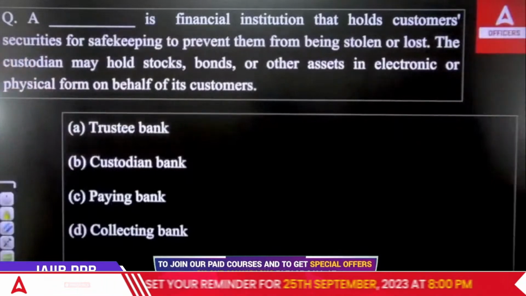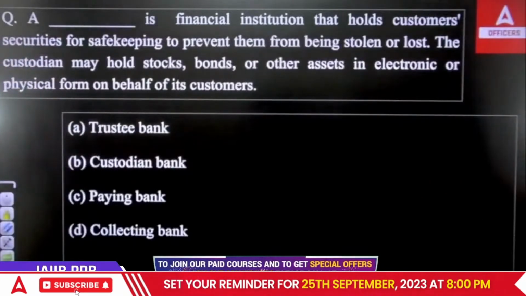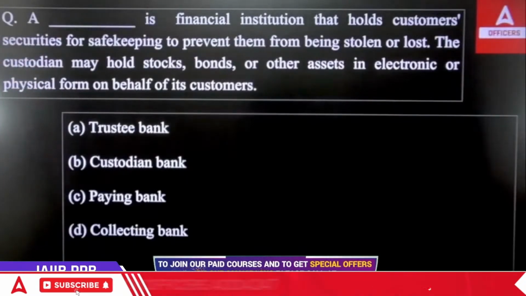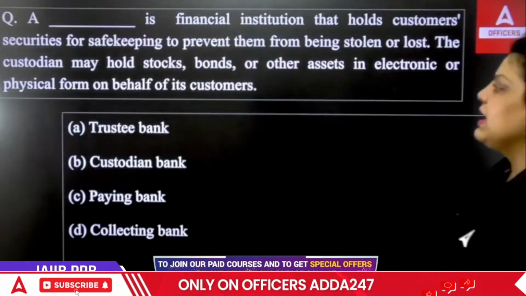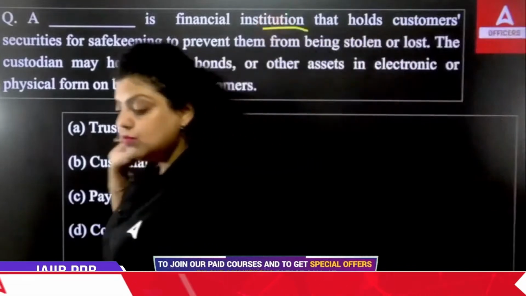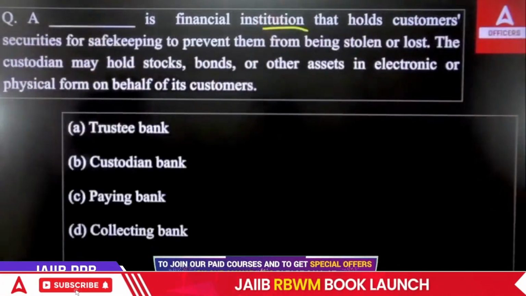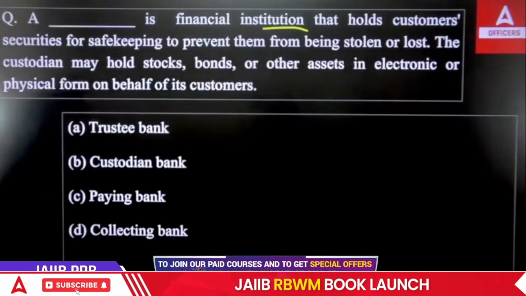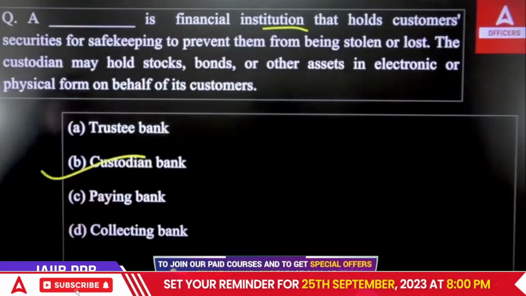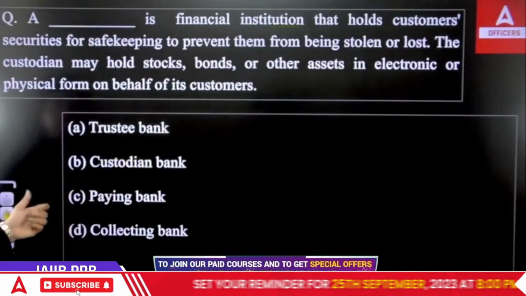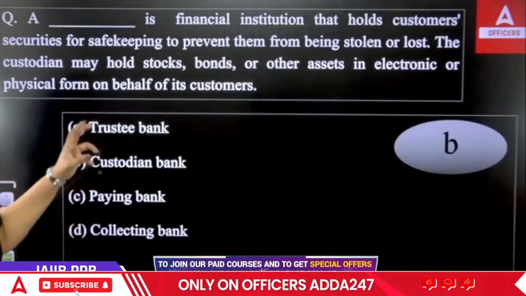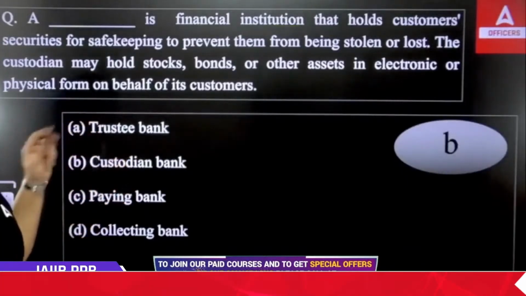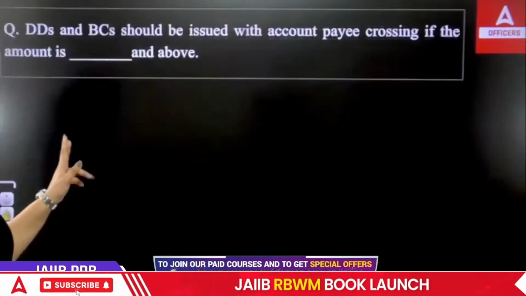So which of the following will be correct? A dash is a trustee bank, a custodian bank, a paying bank, or a collecting bank. Which particular bank is the financial institution that performs these activities for the customer? The right answer is obvious: the custodian bank of the customer will hold the customer securities for safekeeping, to prevent them from being stolen or lost. So the right answer will be custodian bank.